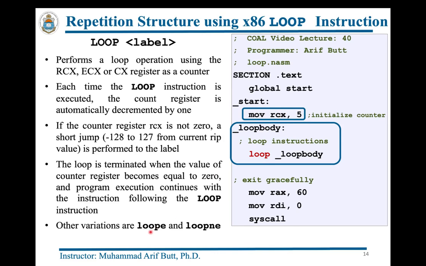Well, there are other variants of loop instructions like LOOPE and LOOPNE, which additionally check for the zero flag as well when making the decision to jump.